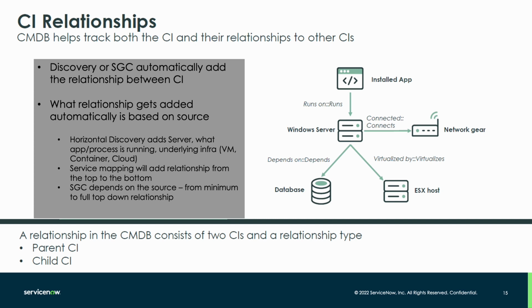One question we get a lot is, how do we actually maintain and add these relationships? For the most part, I have not seen companies be successful manually trying to manage relationships across infrastructure. You definitely need to do that for the higher level constructs, but at the core infrastructure level, you want to rely on automated tools. If you have something like Discovery or Service Graph Connector, it will automatically add the relationship. What relationship is added really depends on the source. Even if you're not using Discovery or Service Graph Connector, I highly recommend leveraging something like IntegrationHub ETL, which helps you bring in some of these relationships and map them very easily.